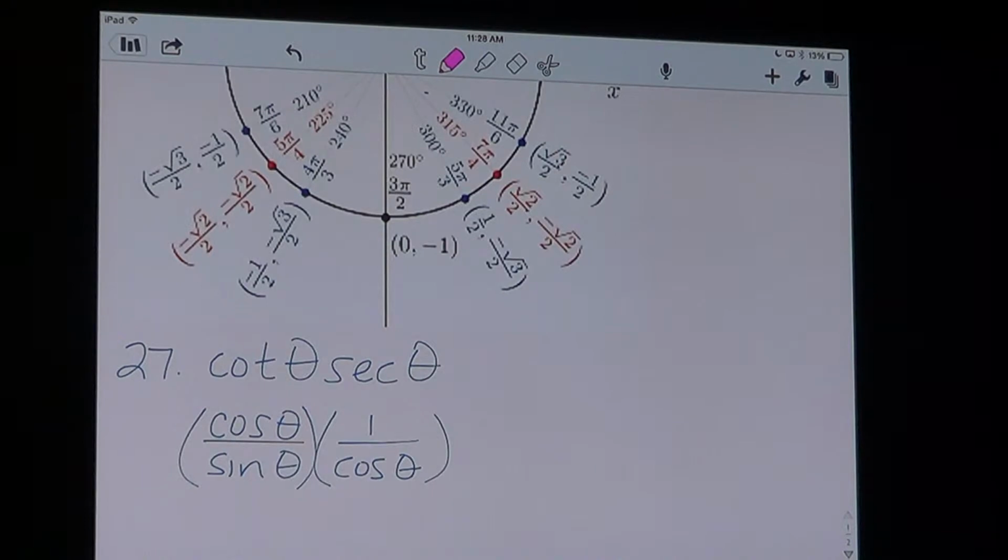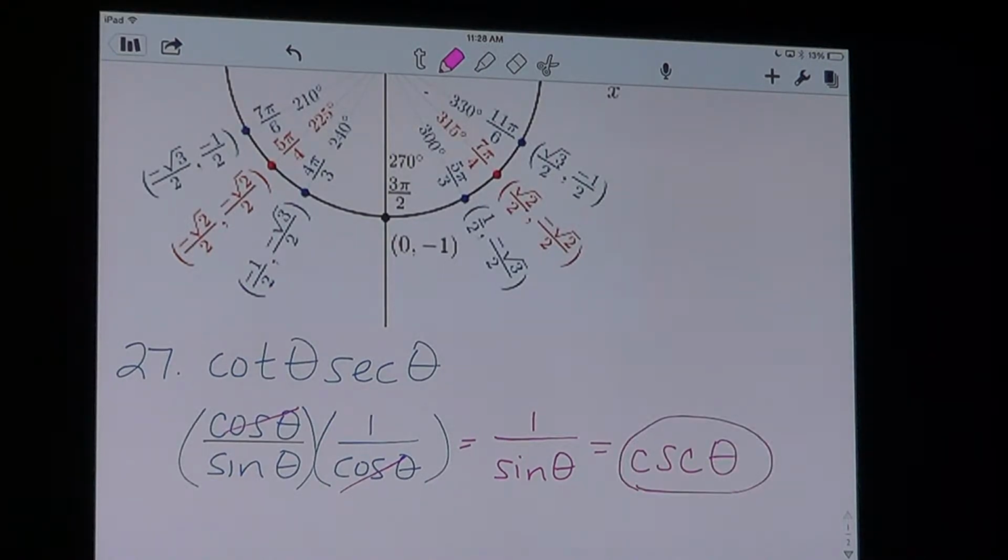You can cross out the cosines, right? So that will leave us with 1 over sine theta, and 1 over sine theta is what? Cosecant. Cosecant, that's right. So to simplify cotangent theta secant theta, the simpler form would just be cosecant theta.